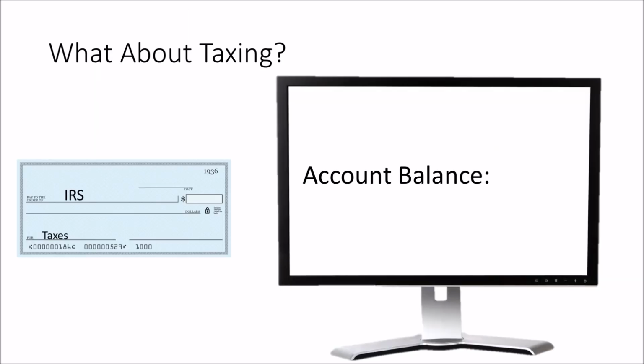And what about taxing? When you pay your taxes with a check, for example, all the government does is change the number in your checking account to a smaller number. So if you have $4,000 in your checking account, and then write a check to the government for $1,000, the 4 in your account gets changed to a 3. The government doesn't actually get anything. They just change your number to a lower number.